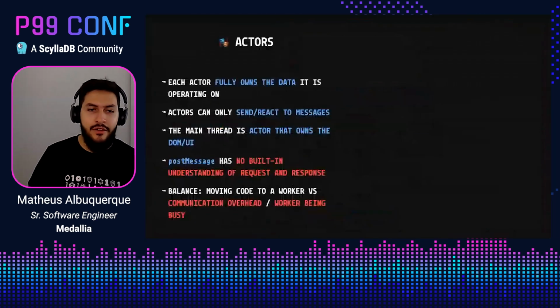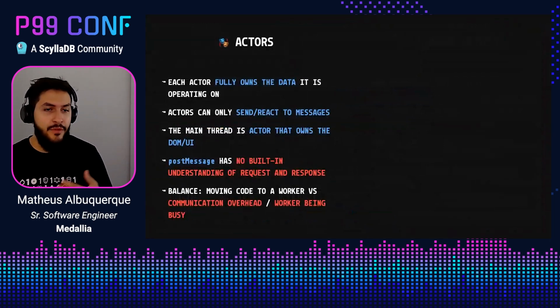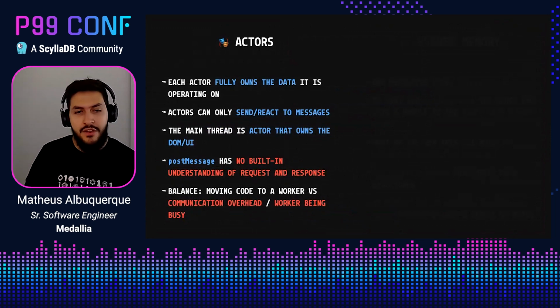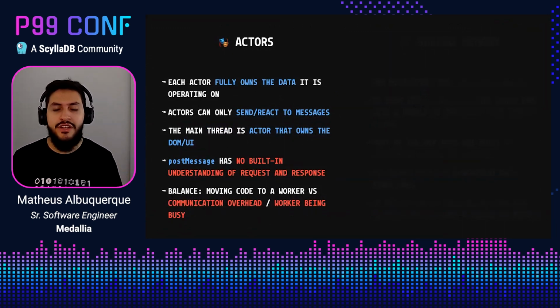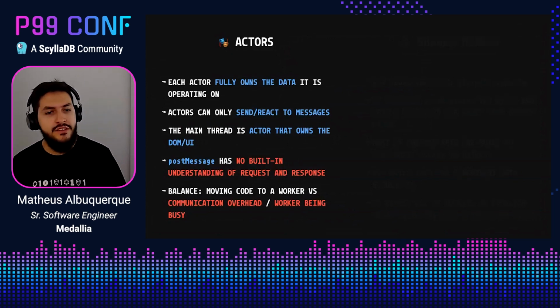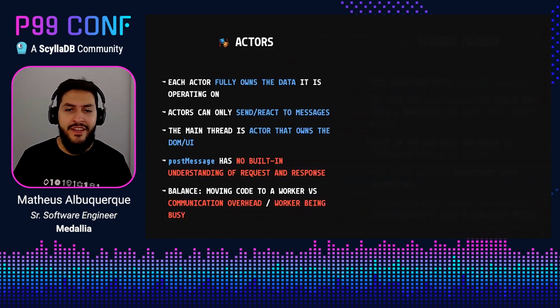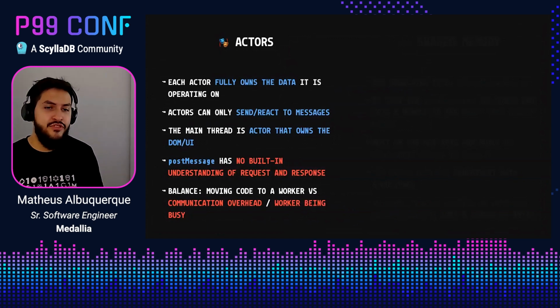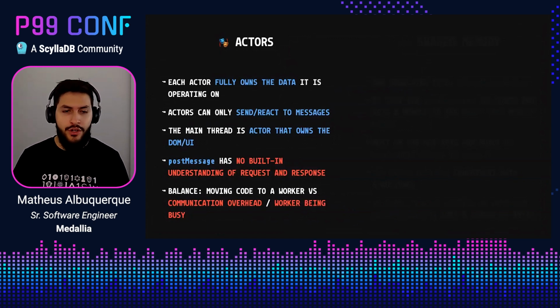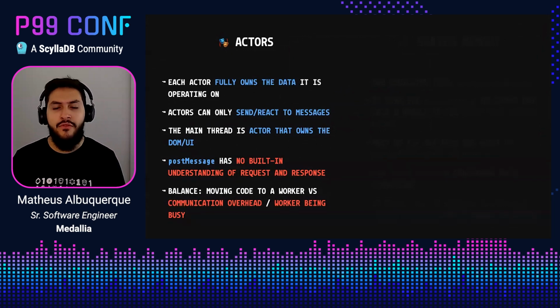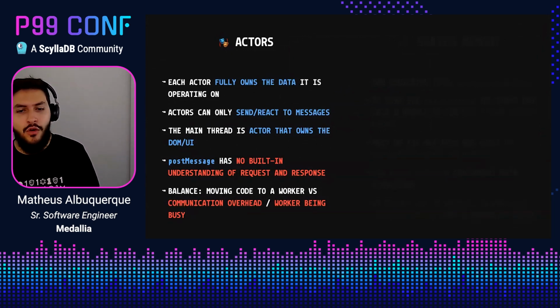The actor model you've probably been familiar with if you've done Elixir or Erlang in the past. Basically, we have this abstraction of an actor that fully owns the data it is operating on. And these actors can only communicate via message passing. In this abstraction of browsers and workers, we can think of the main thread as the actor that owns the DOM or the UI.